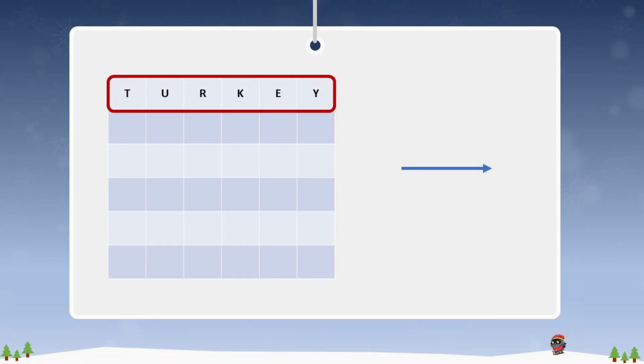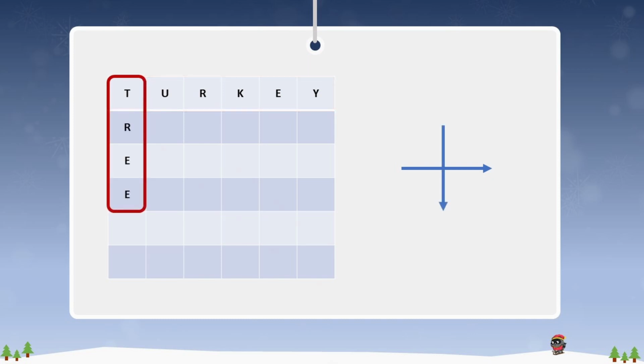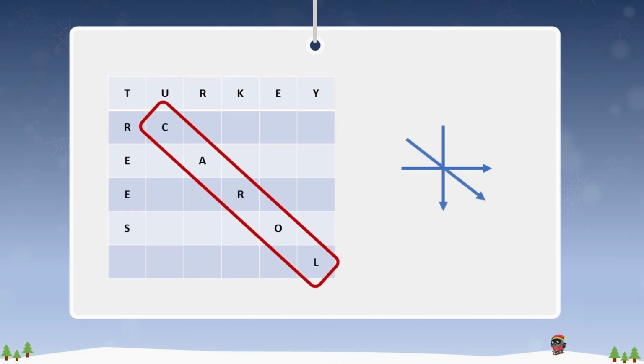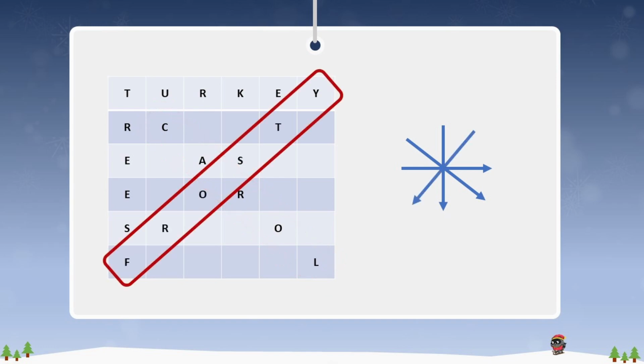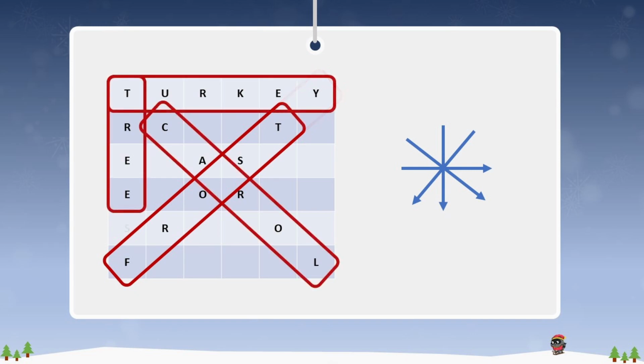Before we look at the code, let's take a recap on how our word search works. We can place words left to right, top to bottom, diagonally top left to bottom right, and diagonally from bottom left to top right. To make the word search more challenging, we can also reverse the words.